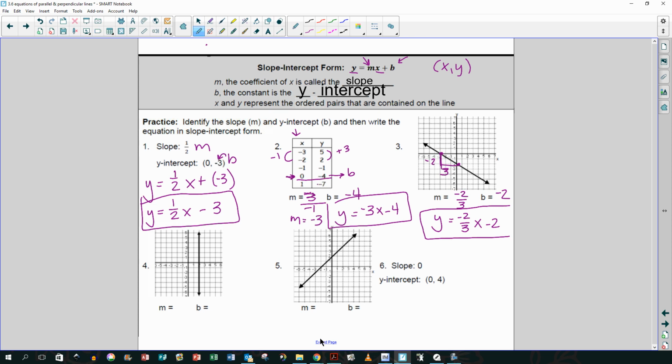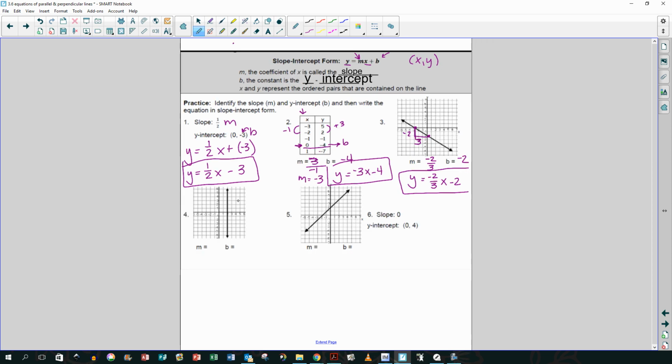All right, now if you'll remember, we have a vertical line. All vertical lines have a slope that's undefined, and there is not a y-intercept because it's parallel to the y-axis. So the equation, if you'll remember, is vertical line, undefined, x equals. The equation is x equals 2, because that's where it crosses the x-axis.